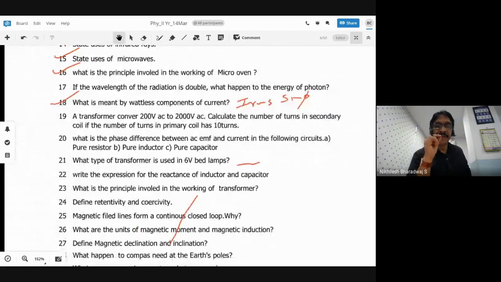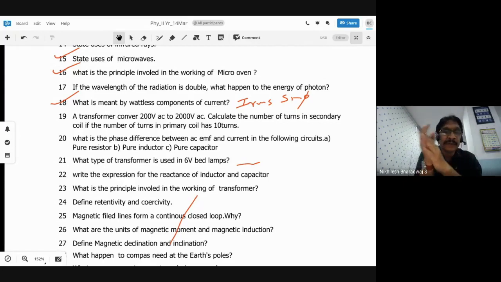What is the phase difference between the AC EMF and AC current in the following circuits: a pure resistor, pure inductor, pure capacitor. In a pure resistor, there is no phase difference. Phi is equal to 0. In a pure inductor, phi is equal to pi by 2. In a capacitor, phi is equal to minus pi by 2. Because in a pure inductor, voltage leads the current by pi by 2, so 90 degree plus. In a pure capacitor, voltage lags or current leads. That's why minus pi by 2.